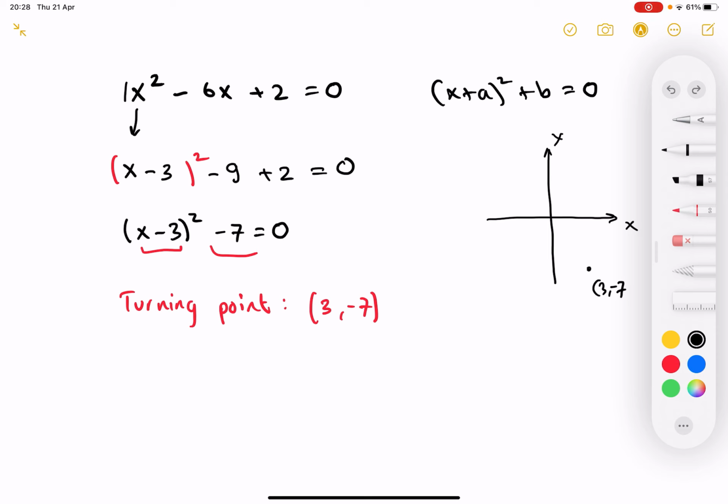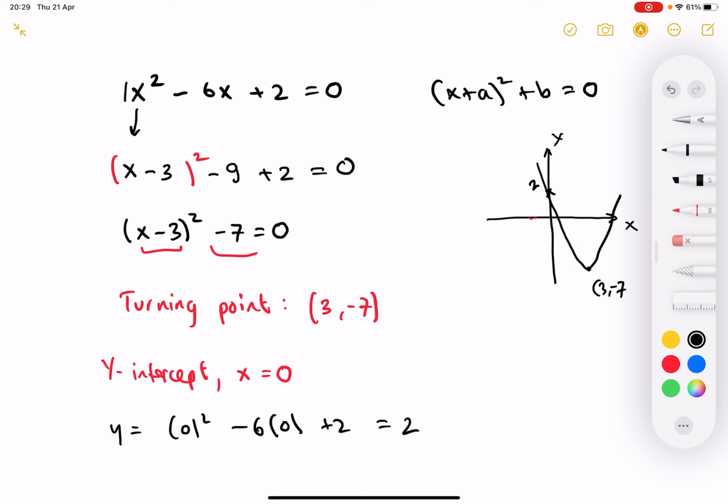And then we need to know where it is across the y. So the y-intercept. The y-intercept is going to be when x is equal to 0, because x is 0 here, and that's where the y-axis lies. So to do this, we take this original equation and we just make x 0. So we end up with y is equal to 0 squared minus 6 times 0 plus 2. And that's just equal to 2. So that means we get 2 where it crosses the y. So the graph is going to look something like this.